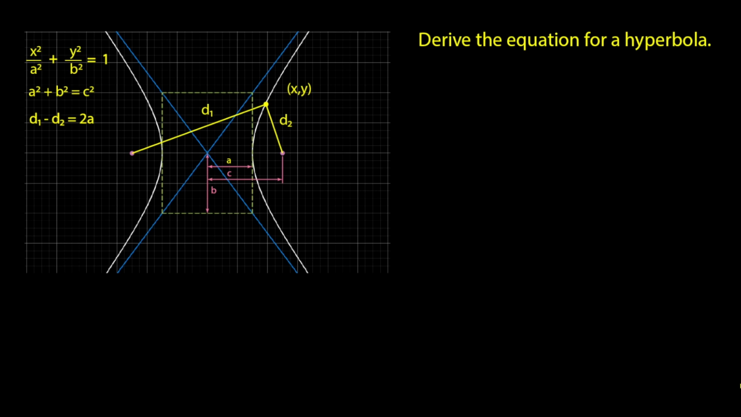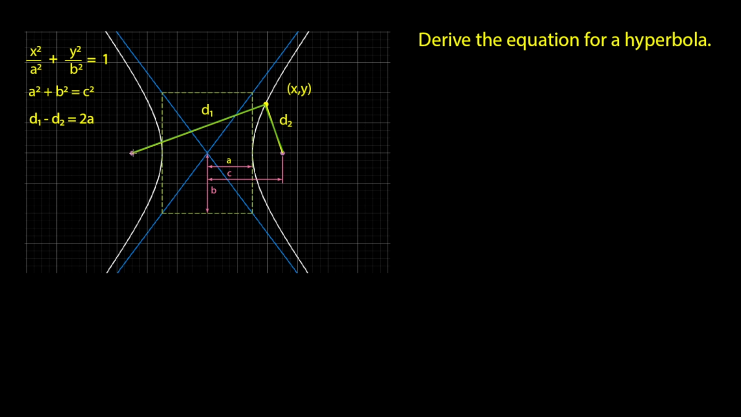For this video, we will be deriving the equation of a hyperbola given the stipulation for a hyperbola. Now, a hyperbola is the locus of points such that d1 right here minus d2 right there equals 2a. It's a constant. Now, why is it 2a, you might ask?